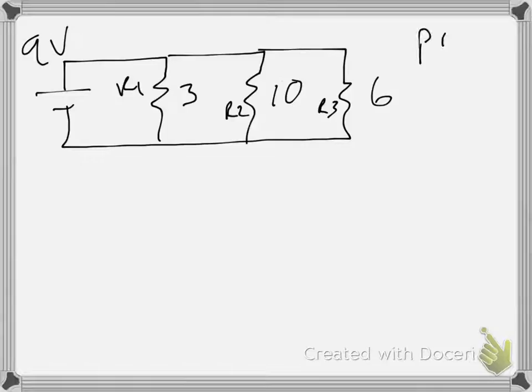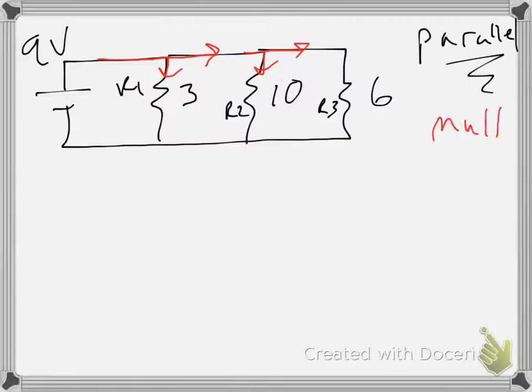This is called parallel because there are multiple paths. You can see my current at this point could continue on straight, or it could turn right. At this point it can continue on straight, or it could turn right. Because of the multiple paths, multipath, not all of the current is going through every resistor. So it's a parallel circuit. So let me erase those red lines.